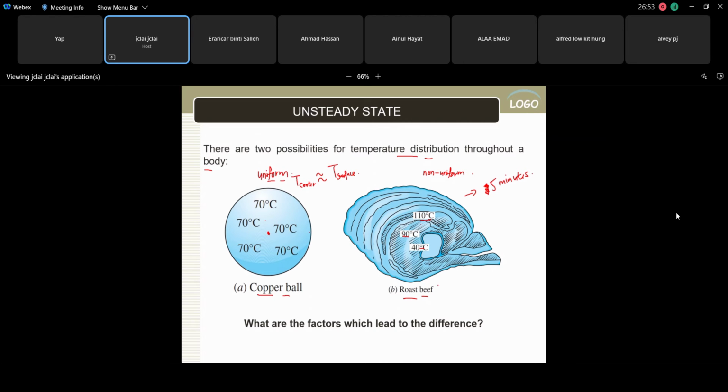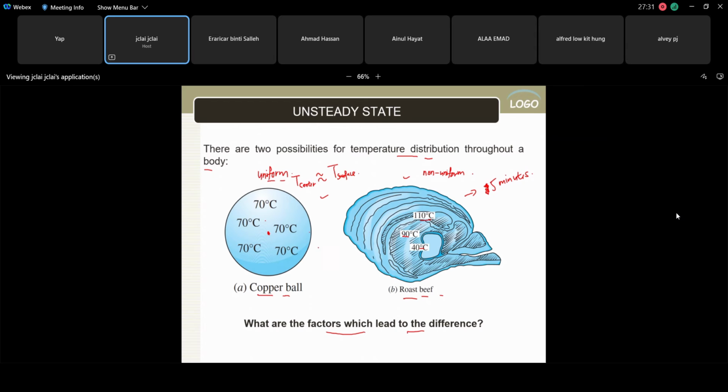Okay, so you see there are two situations, right? Because there are two situations, that's why we have to use different methods in determining the temperature of the body over time. This one I will explain further after this. But before I proceed, I want to ask you, what are the factors which lead to the difference? Why? What are the factors?